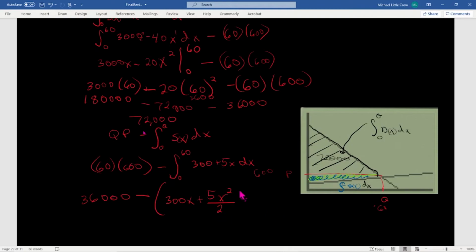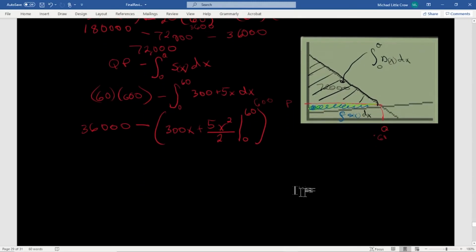Okay, and then we take that, we've got to evaluate it from 0 to 60. Now the 0, when we plug in 0, we get 0, so we don't have to worry about that bottom half of subtracting anything. It's versus subtracting 0, so that's why we just focus. We just plug in the 60, and that's going to give us our answer. Okay, and let's just see. So we get 36,000 minus 300 times 60 plus 5 times 60 squared over 2.